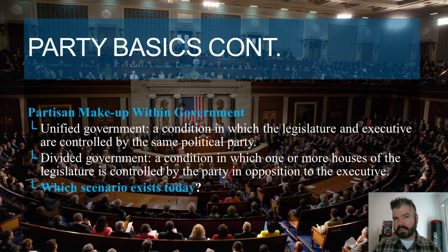That would be divided government as well, because you're having the legislature not being able to pass the president's agenda or bills that the House wants to pass because the Senate is blocking it. So these are two types of partisan makeup we need to know. Divided government, where the legislature and the executive are controlled by parties in opposition to one another, and then unified government, where one political party has control of the legislature as a whole and the White House.